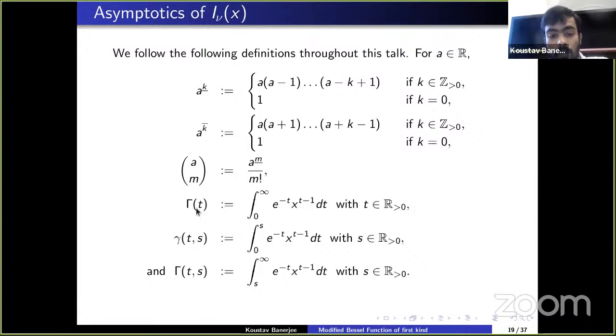And the gamma function, as I already defined, for t a real number strictly greater than 0, and the two incomplete gamma functions are there, from 0 to s and s to infinity. So if I add these two incomplete gamma functions, I get the gamma function Γ(t).